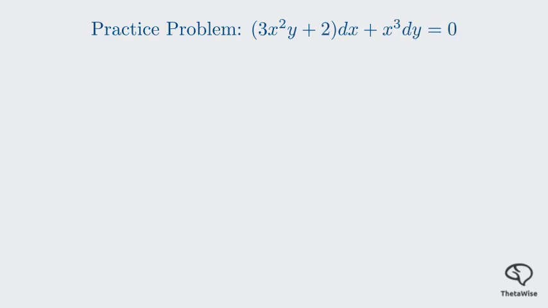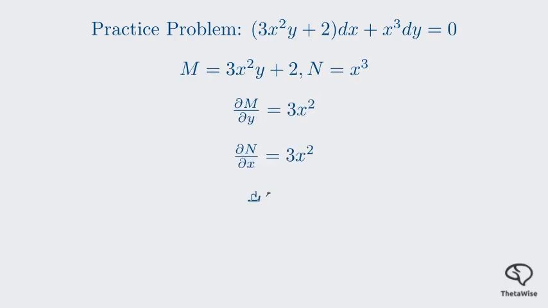Welcome back. Let's check for exactness. M is 3x squared y plus 2, and N is x cubed. The partial of M with respect to y is 3x squared. The partial of N with respect to x is also 3x squared. They are equal, so the equation is exact.